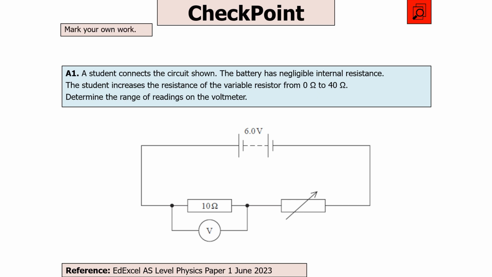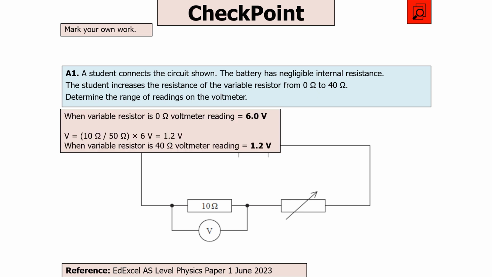Right, so this one is using the potential divider equation like we talked about before. Now, when the variable resistor is at 0, that is going to take 0 volts because V is directly proportional to R. So therefore, all the volts are going to go through the resistor and therefore the voltmeter because they're in parallel with each other. So we'll take them all from the battery, which is 6 volts. Now, to work out how much it would take when there's the maximum value for the variable resistor, well, we know that the resistor itself will have 10. The total in the circuit will be 50. So it's 10 over 50 times 6, which is 1.2 volts. So there's the range of values your voltmeter would be measuring in the circuit.